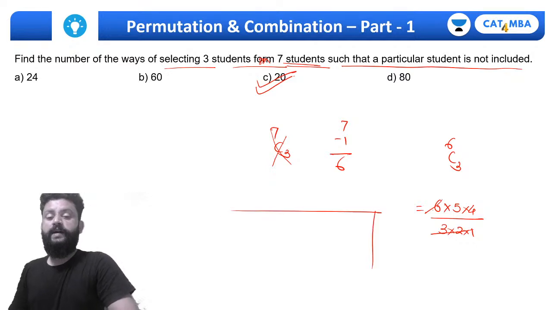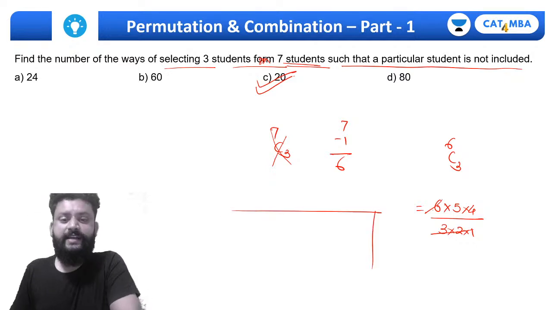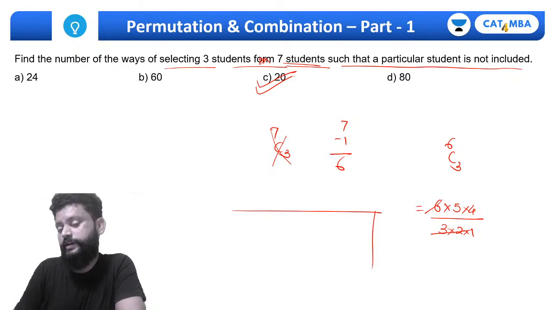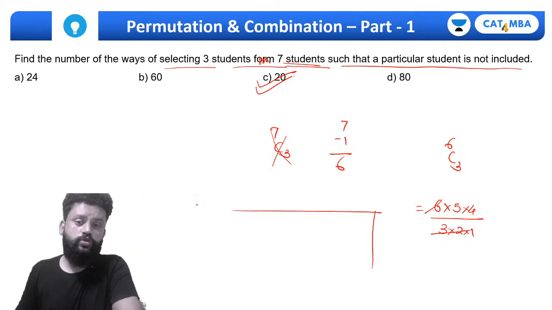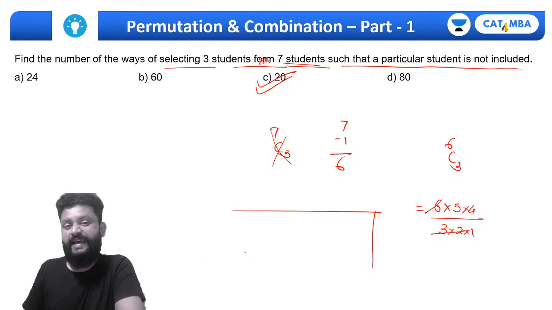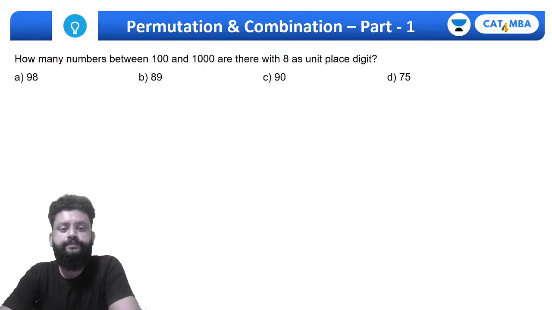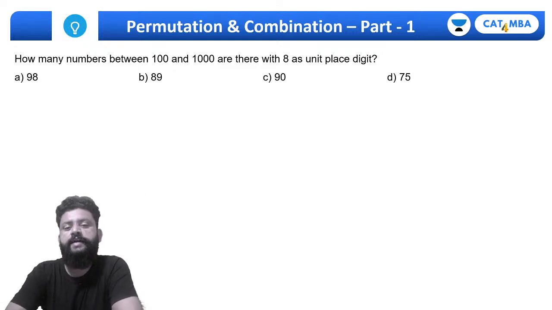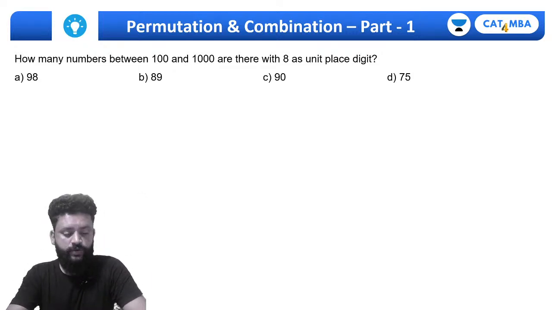Had the question been that a particular student is included, that simply means one student out of 7 is already included, then 2 from the remaining 6, so the answer should be 6C2 in that case. So that's a different question type. Try this one. How many numbers between 100 and 1000 are there with 8 as the units place?